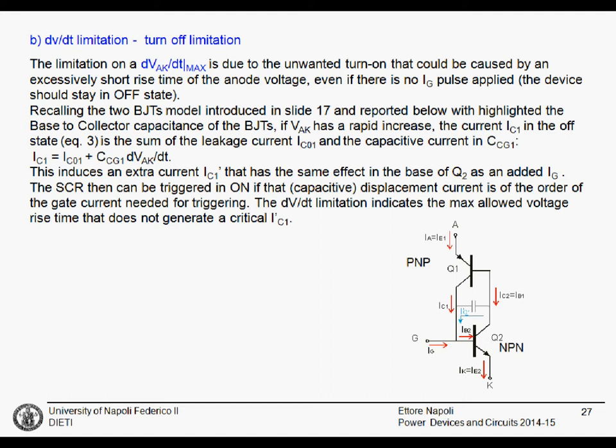The problem is that if you have a too fast increase of the anode to cathode voltage, it can happen that after the turn off, the device can automatically switch on again. So you try to switch off the device, and the device remains on after a short period. And this is very, very dangerous.